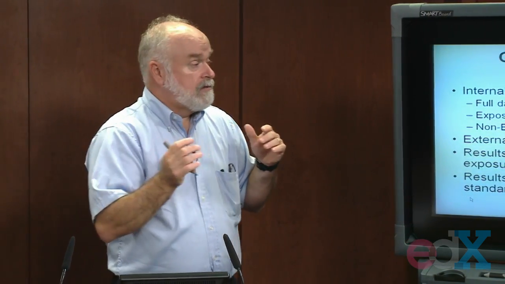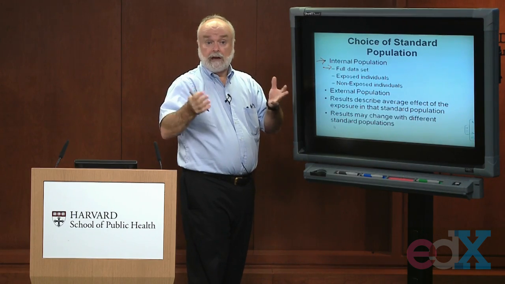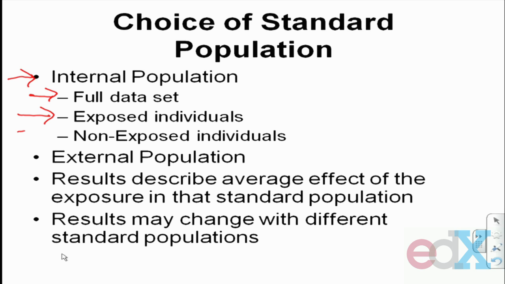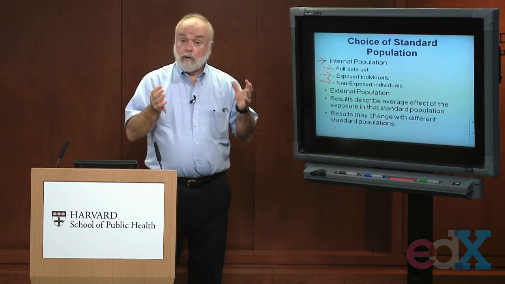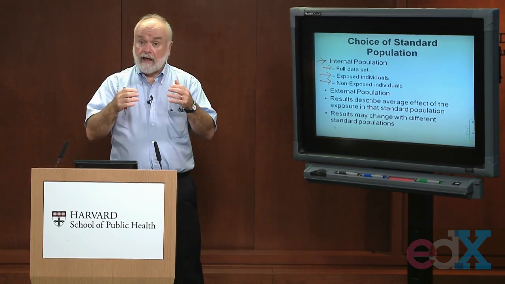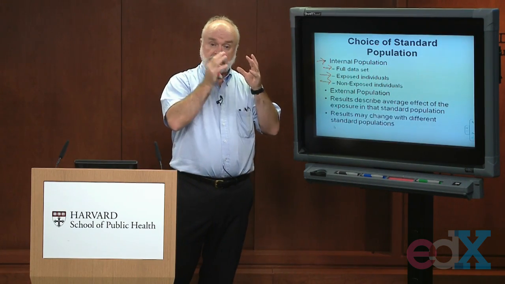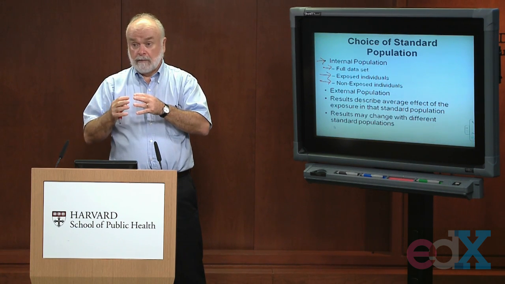Well, typically what's done is we use an internal standard. We might use the full data set, everyone in our data, both the exposed and non-exposed people together, or we might just use a portion of our data set, just the exposed people or just the non-exposed people as our standard population. No matter which one we pick, standardization will give us two values: the expected number of events in that chosen standard if everyone was given the exposure, and then again if no one was given the exposure.